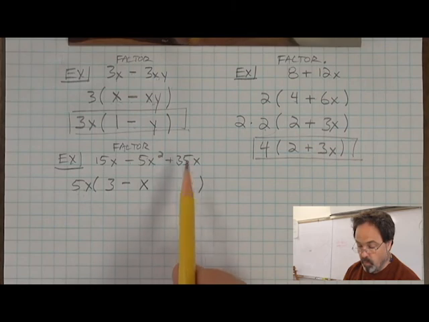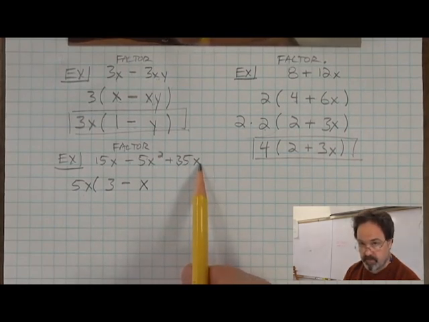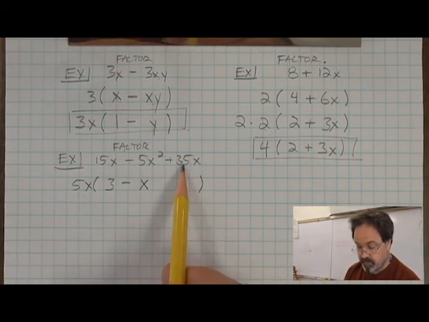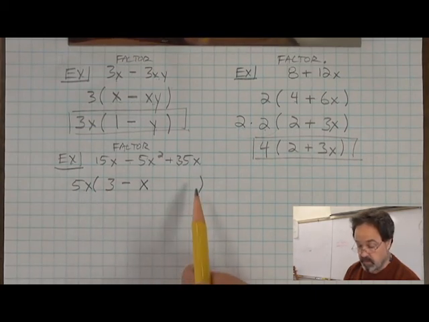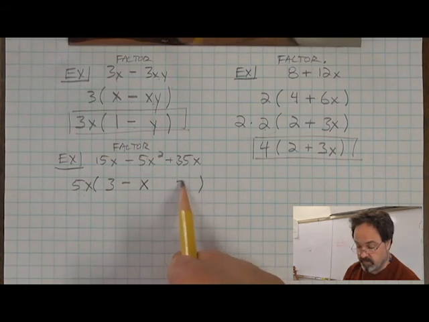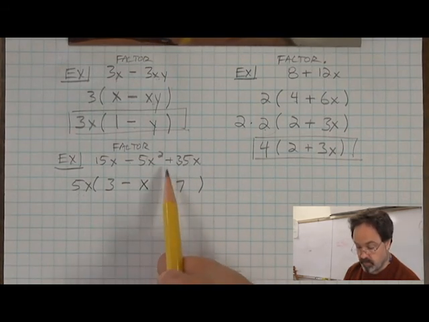Last one, what is 35x divided by 5x? The x's will cancel out. And 35 divided by 5 is 7. And this term is positive.